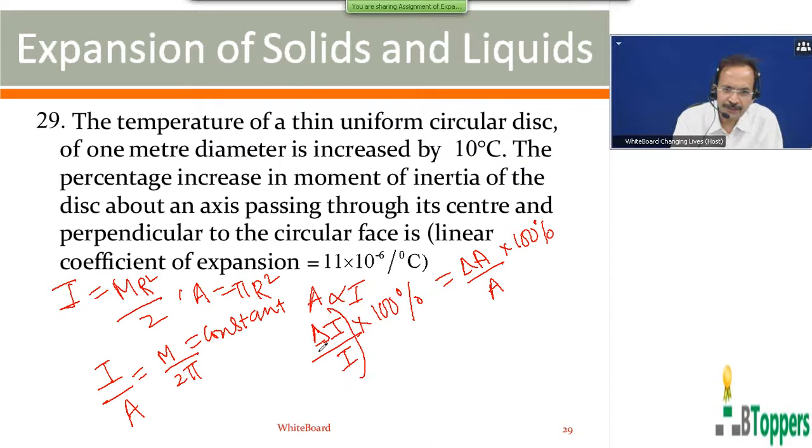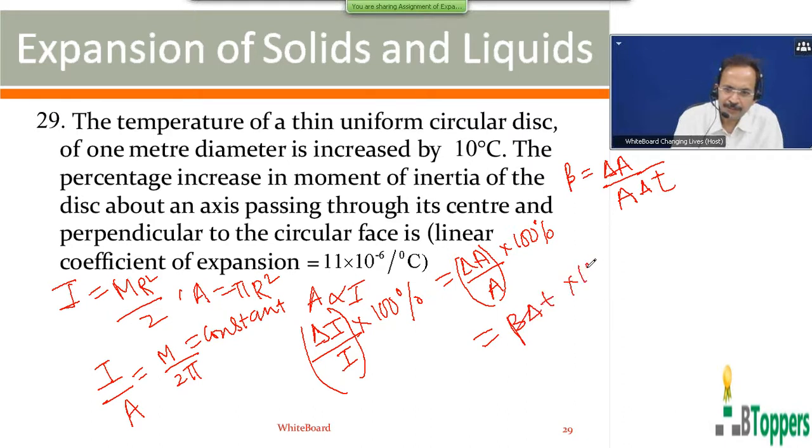Delta I is the increase in the moment of inertia. I is the original value of the moment of inertia of the disk. A is the original area of cross section. Delta A is the increase in surface area. Now, the coefficient of areal expansion beta is delta A by A into delta T, where delta T is the increase in temperature. So, delta A by A can be written as beta into delta T.